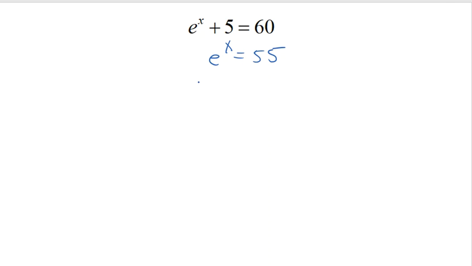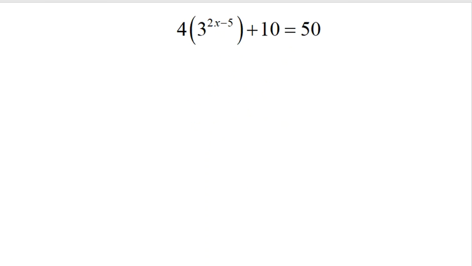Just use the logs. So I'm going to use natural log because a natural log is base e. So natural log of 55 equals x, and I'm now done. If you wrote log base e of 55 equals x, you're still technically right. We just use log base e as this natural log, ln, which is a little faster to write.